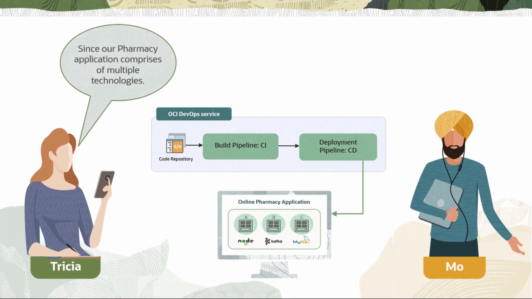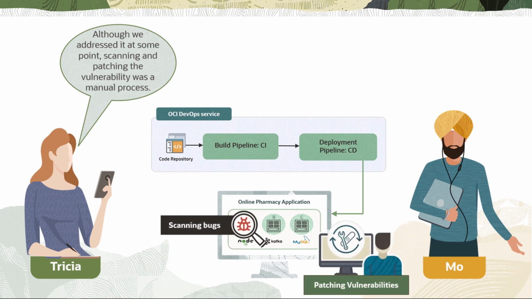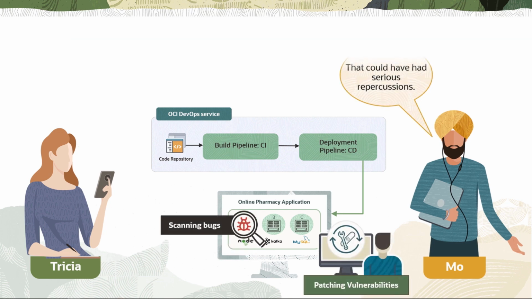Trisha then explained how a recent code release into the production had a security bug that went unnoticed. And although they fixed it eventually, the process of scanning and patching the vulnerability was a manual one. Mo was concerned about the potential consequences of such a security breach.